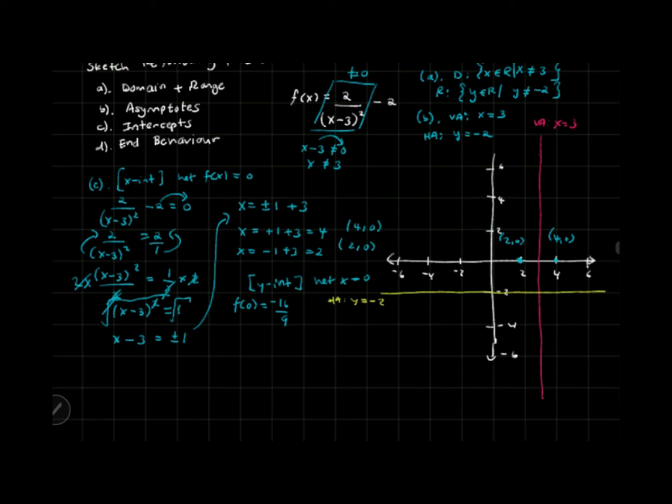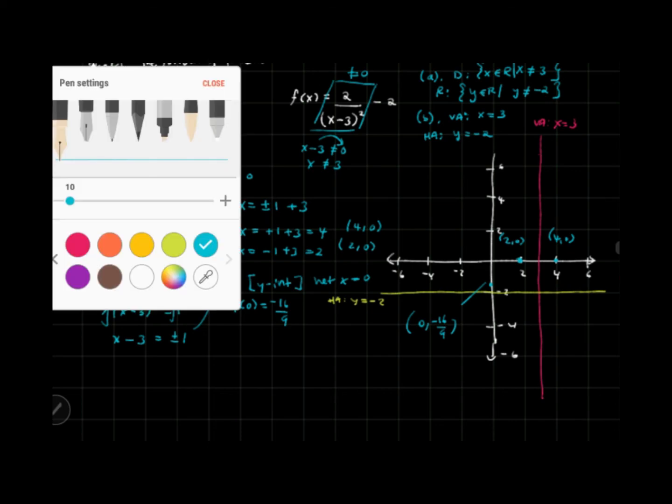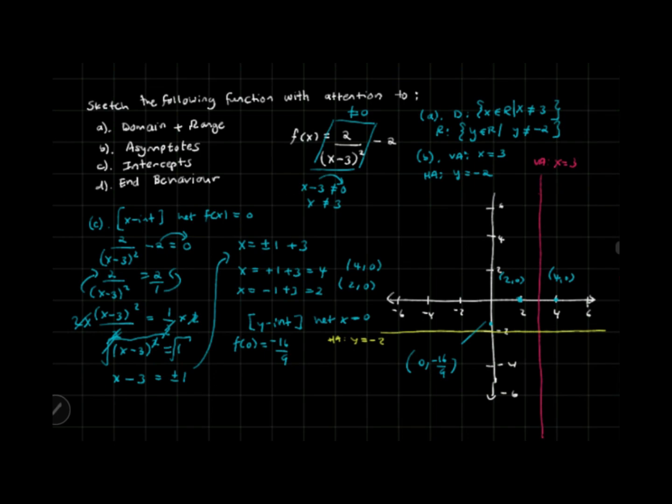And we also have an intercept at negative 16 and 9, so let's say it's somewhere here. Okay, so this is 0, negative 16 and 9, and now we can create our sketch. So if we're creating our sketch here, let's do that in yellow. Okay, so you can notice here that one of our graphs will look like this, and the other graph in the adjacent quadrant will look like that.